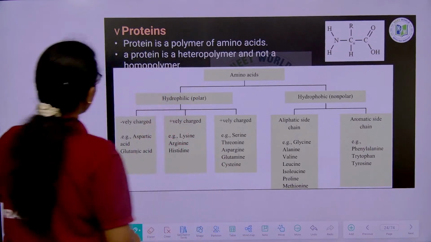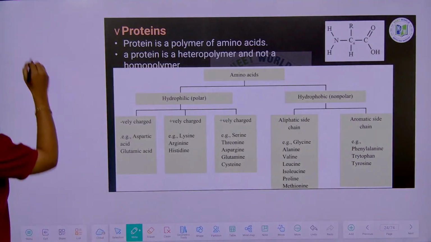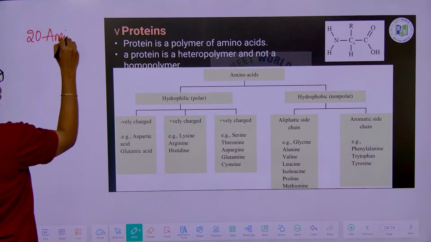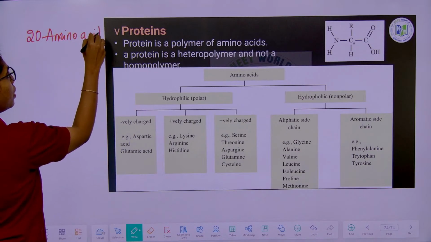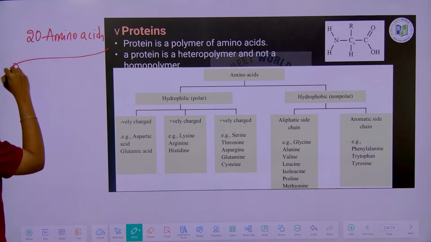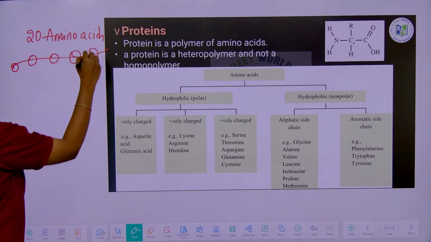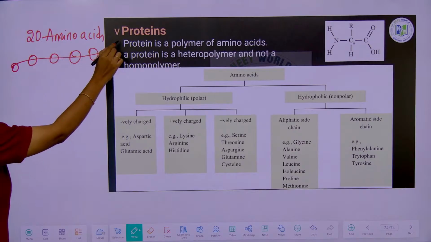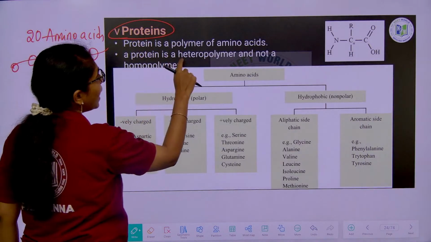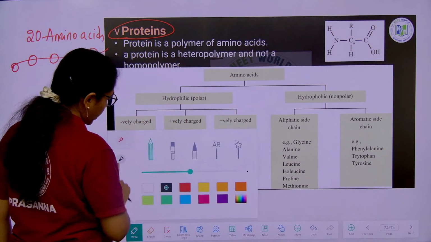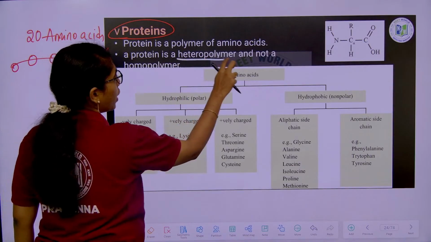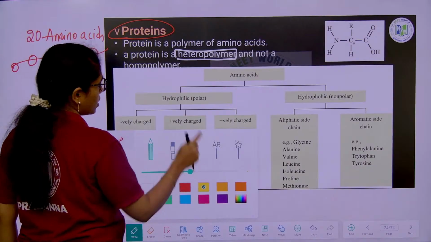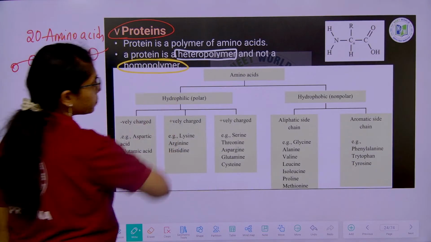So you see 20 different types of amino acids. So different types of amino acids will make one polypeptide chain, right? Which are not similar, not identical. That is the reason a polypeptide chain is always a heteropolymer. It will never be a homopolymer. Okay, a polypeptide chain is always what? Heteropolymer. It is never a homopolymer.